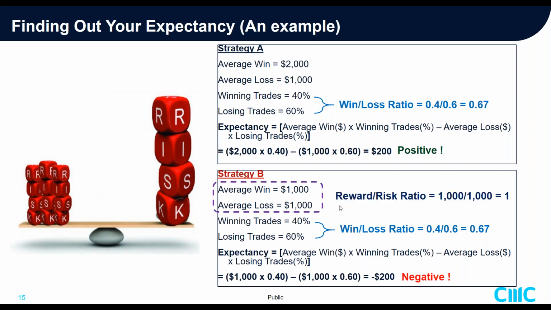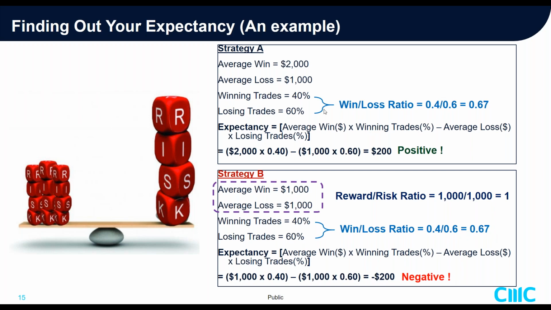However, if I plug this into the formula over here, you realize that it's negative. Why? Because of the risk reward ratio. If you look at your risk reward ratio here, it is 1. What's this average win, average loss? That means on average your reward for that trade is 1,000, but you also lose 1,000. So your reward risk ratio is 1 over here. But because your reward risk is 1, and your win-loss ratio is less than 1, that means there are more losing trades. So at the end of the day, your performance is actually negative.